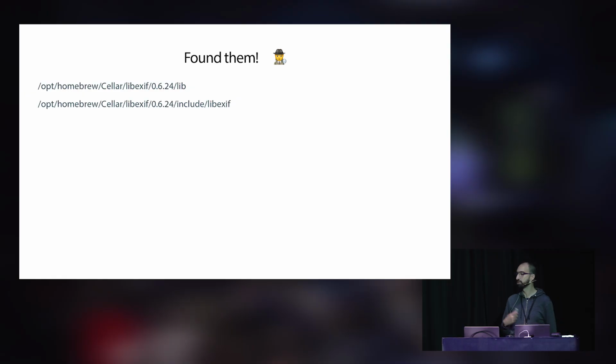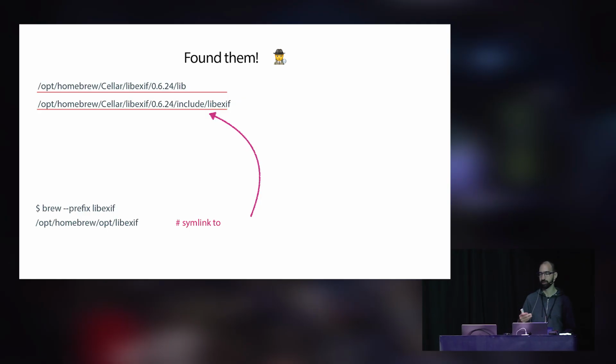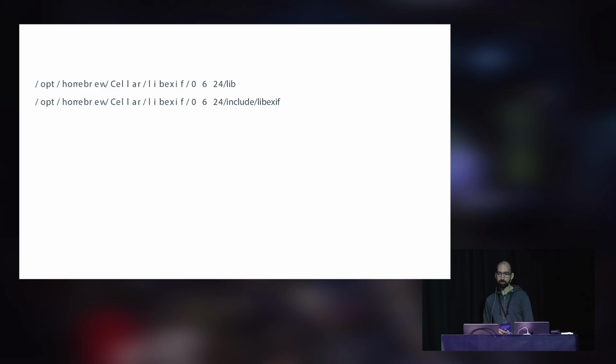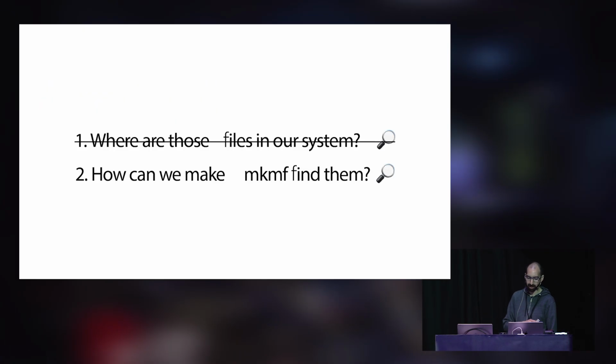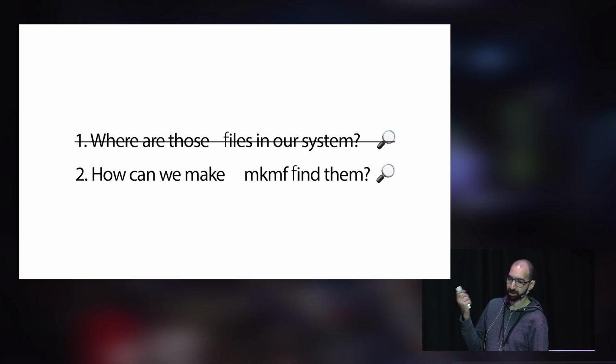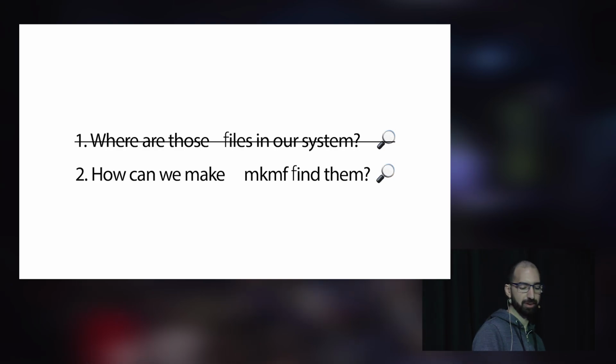So brew gives us a tool to go around that. There's this command called brew prefix that will actually output a symlink to exactly this. That doesn't have any version dependency, and because it's just a command that you can run, it will resolve the installation path for you. So we take the paths we found, and we just replace the base path with this brew prefix. So now we figured out where these files are in the system. The second step is how can we make this whole toolchain, the Makefile, find these.